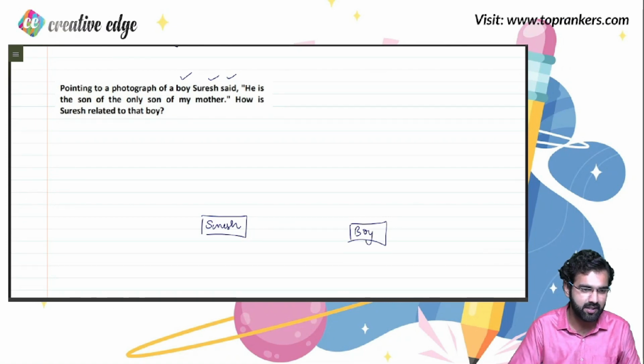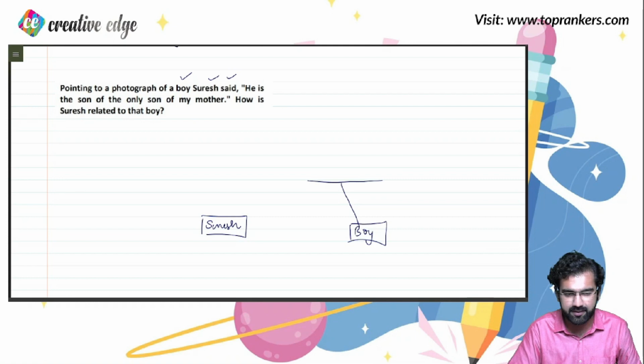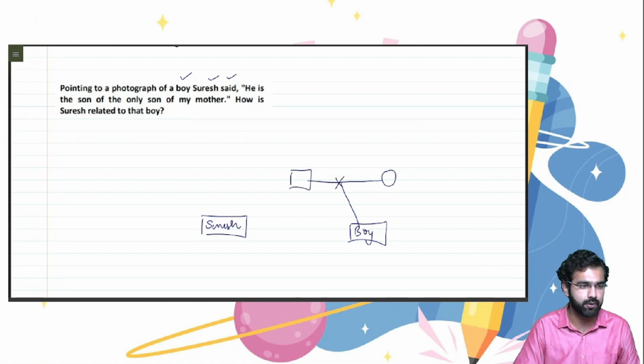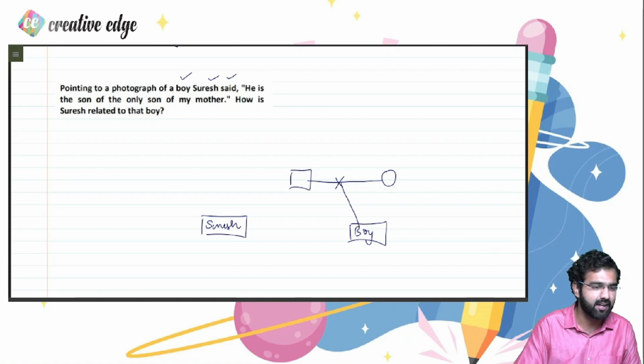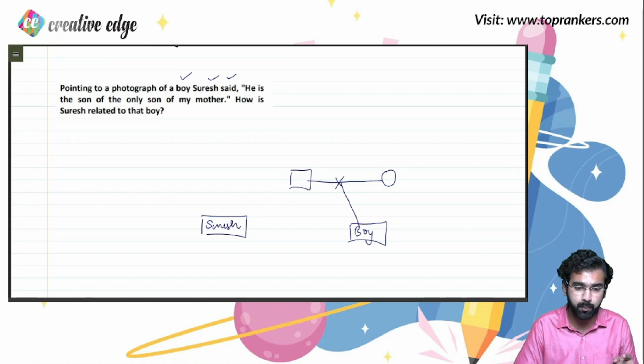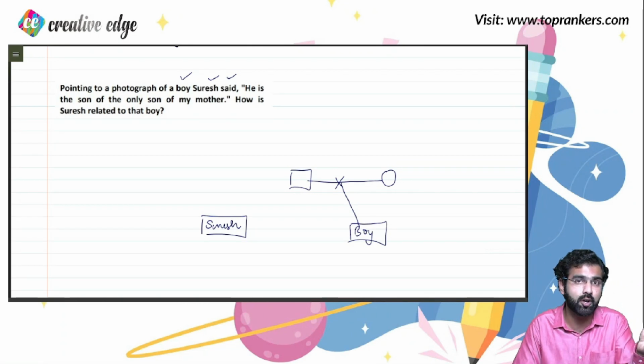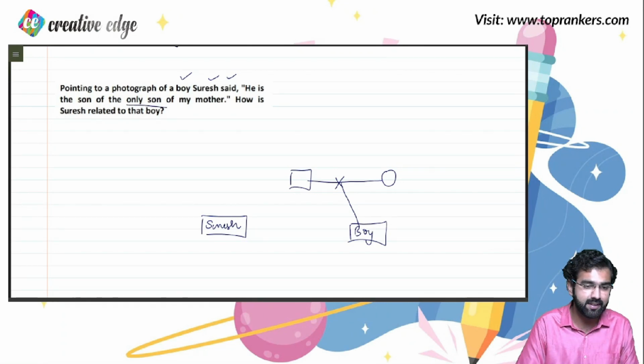Now what does Suresh say? Suresh says he, meaning the boy, is the son. So if the boy is the son, the boy must be having parents. So basically the parents of the boy are being talked about. Well, the boy is the son of the only son. So the boy is the son of another son. So the boy's father is being talked about. This only son is basically the boy's father.